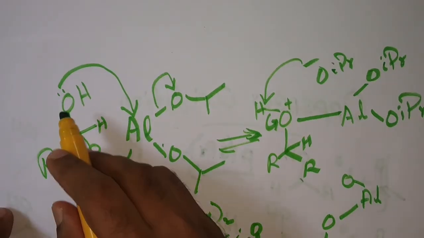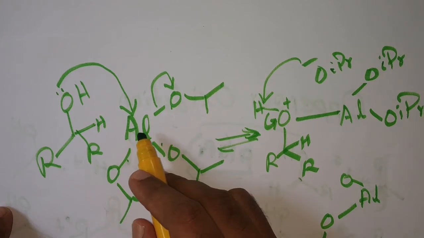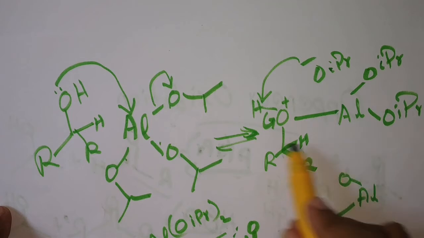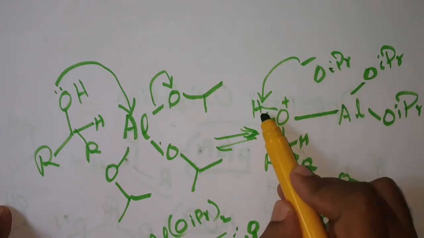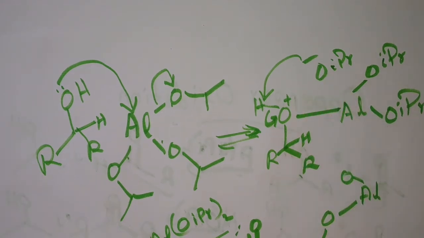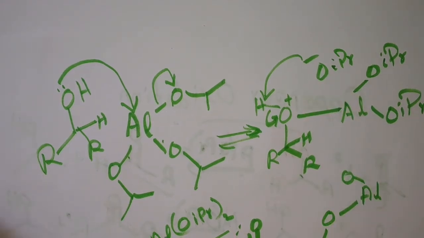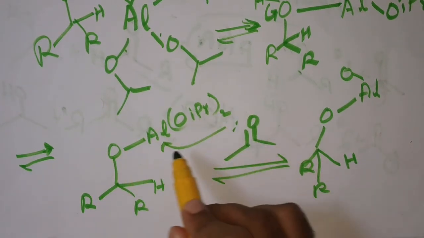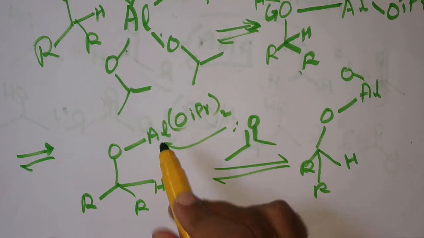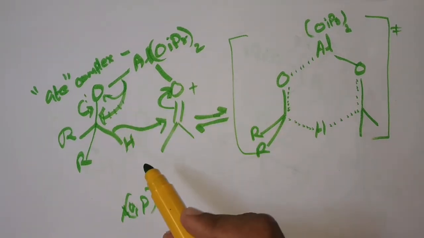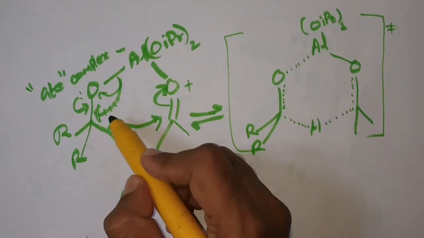As a recap, this oxygen attacks aluminum, which is the Lewis acid, and a new bond is forming here and an old bond is breaking. So we'll have a structure like this. OiPr minus will pick up this proton, will become isopropanol. An isopropanol is getting eliminated there. Then we will have a structure like this. This is again a Lewis acid. A ketone will get attached to this aluminum, reacted with this aluminum, and then we will have a structure like this. Here a hydride transfer happens.